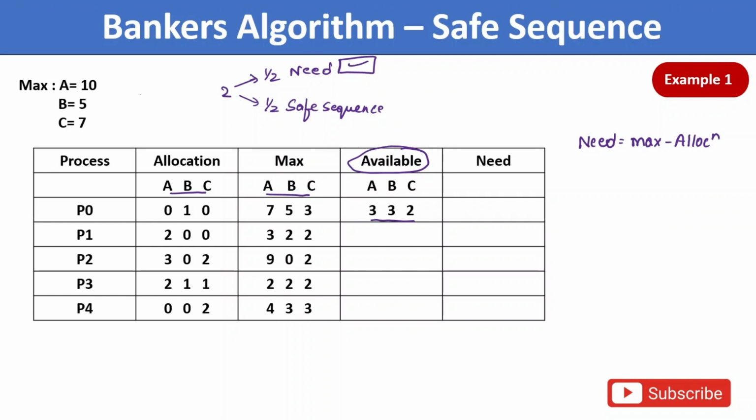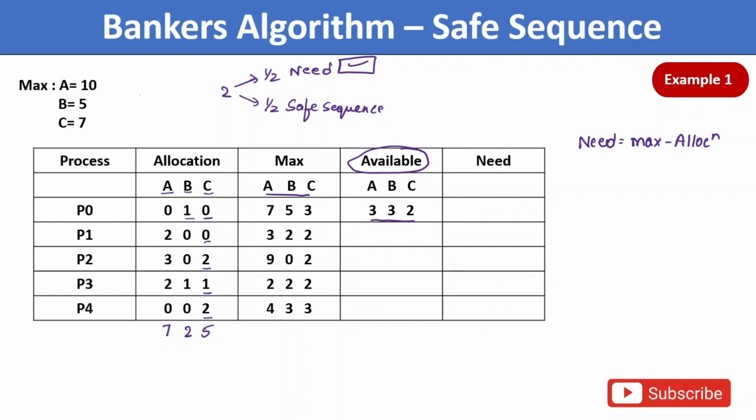So how does this come? In some examinations they will not provide the available value. At that time you must calculate the available. It is very easy to calculate. First add all the values in the allocation column. Add all the values separately: A separately, B separately, C separately. So 0 plus 2 is 2, 2 plus 3 is 5, 5 plus 2 is 7, 7 plus 0 is 7. 1 plus 0 is 1, 1 plus 0 is 1, 1 plus 1 is 2, 2 plus 0 is 2. 0 plus 0 is 0, 0 plus 2 is 2, 2 plus 1 is 3, 3 plus 2 is 5. So now you have got 7, 2 and 5.